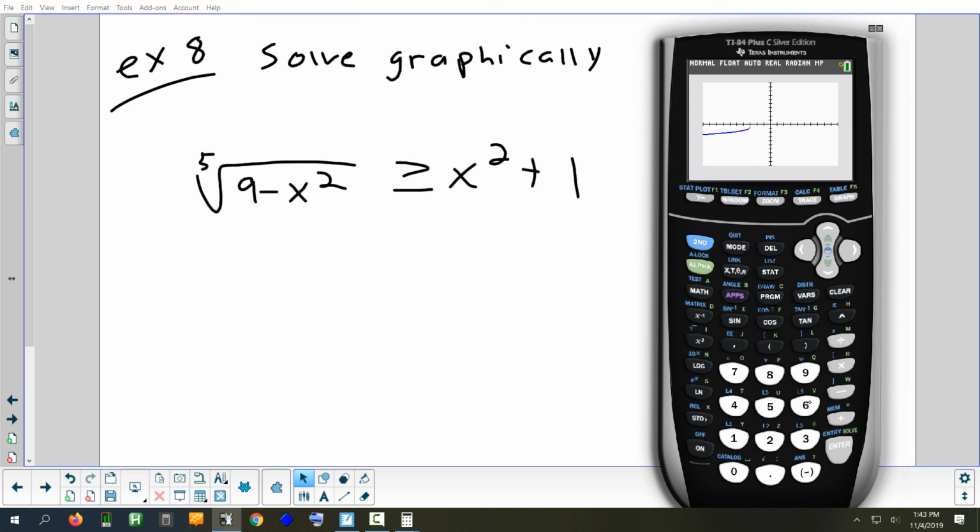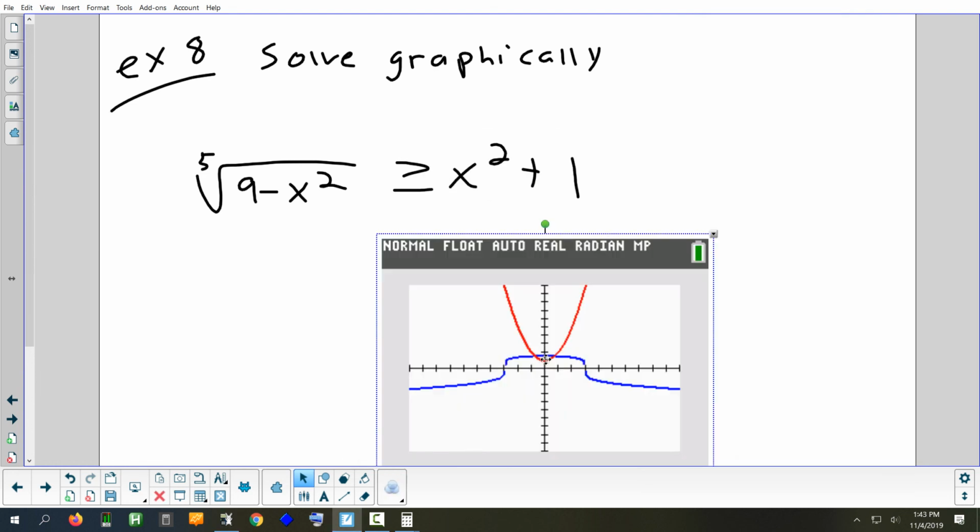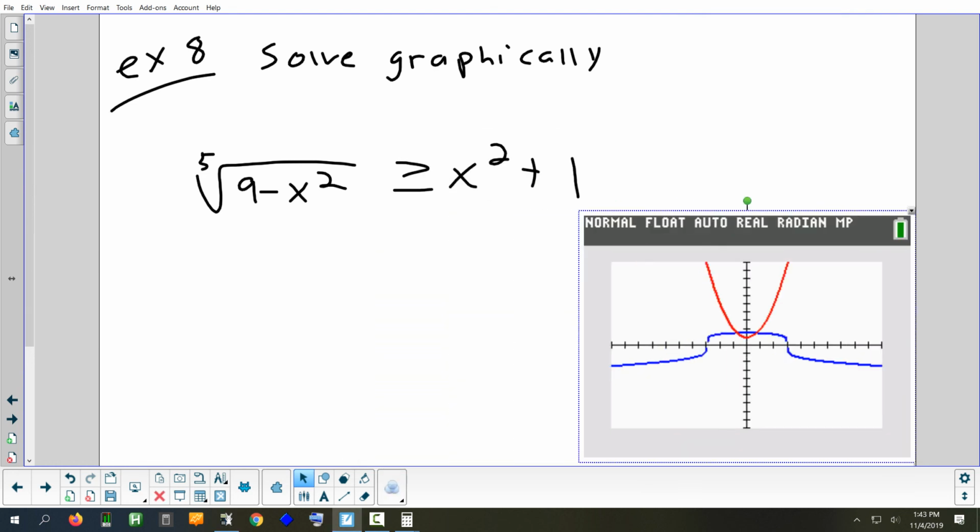Oh, that's a weird line. Whoa, it's mirrored. Pretty fancy. So there's that little span in between the parabola. So we're going to do second calc intersect. You're looking for the two intersections and the little blue line where it's above the red.